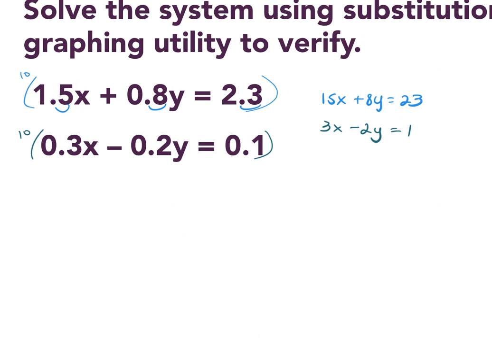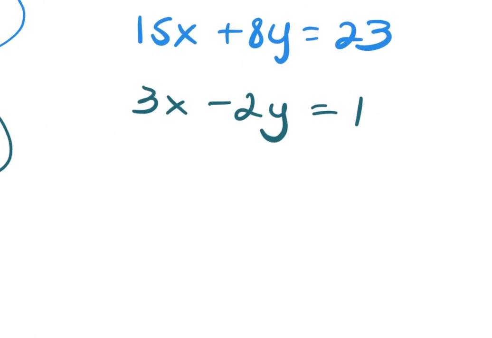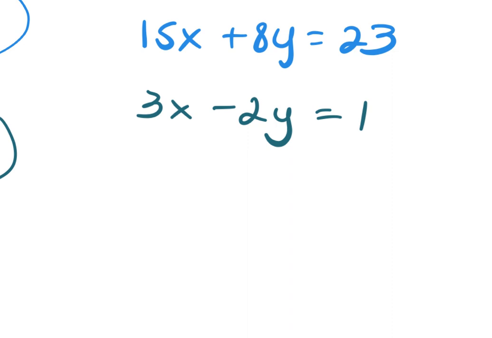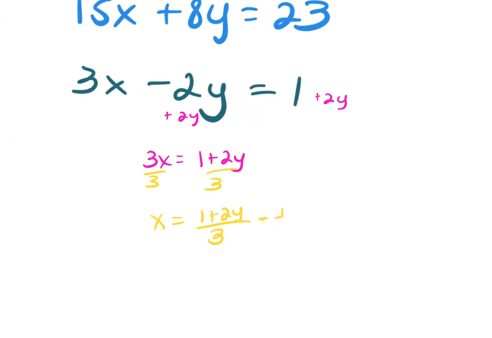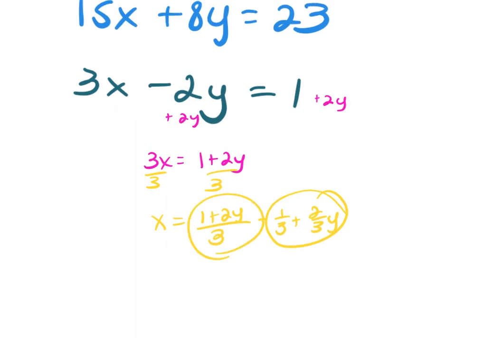So no matter what you do, there's going to be movement and dividing. If there's a negative, I can make it positive. I tend to choose that. So if you look at the bottom, if I add 2y, I get 3x equals 1 plus 2y, and then I'd have to divide everything by 3. You can keep it like that, 1 plus 2y over 3, or you could divide it into each one: 1/3 plus 2/3 y. You could use either of these when plugging back in.